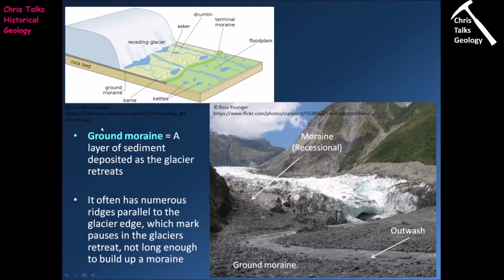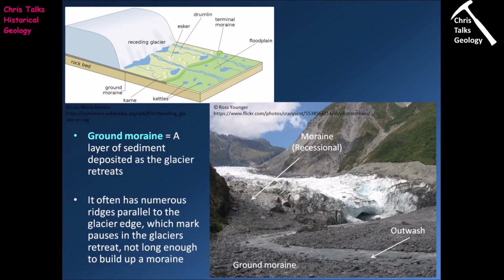So the final type of moraine we have isn't a type of end moraine, it's actually referred to as a ground moraine. And a ground moraine is simply a layer of sediment that's deposited as the glacier retreats. So as I've been discussing, an end moraine can only form when the glacier stops. The glacier has to be stable for a period of time to allow a large quantity of glacial till to start building up to make a moraine.